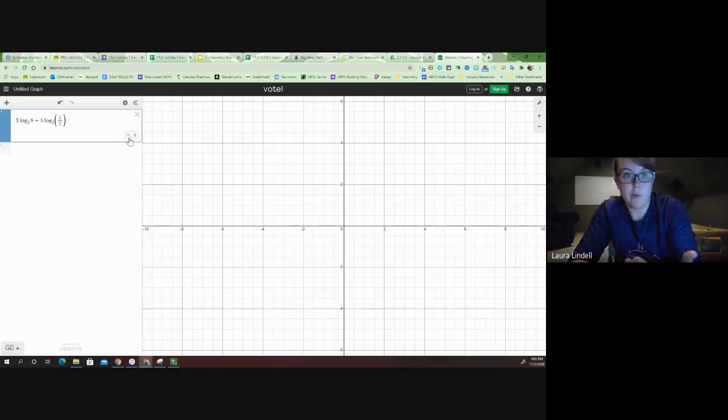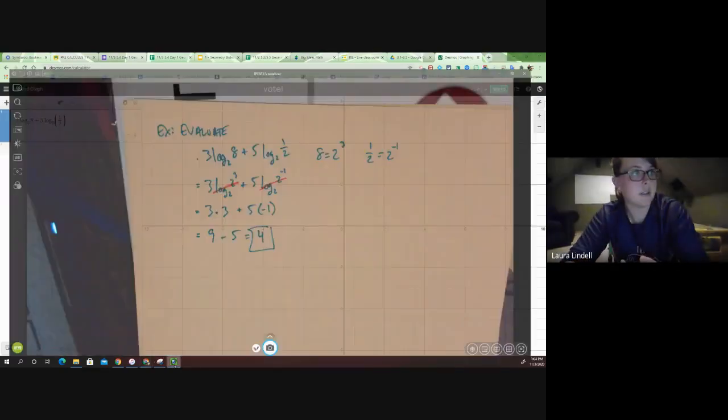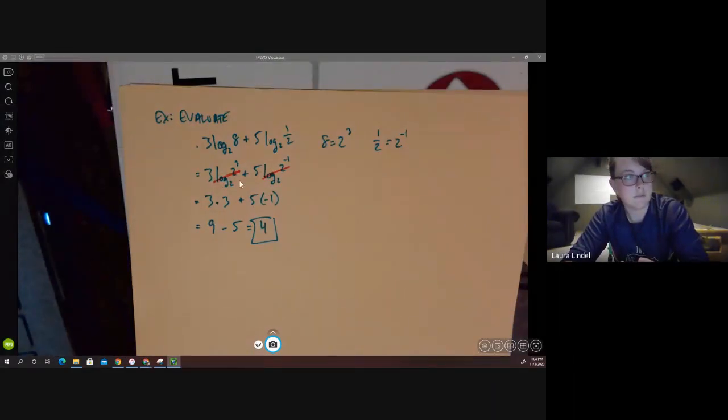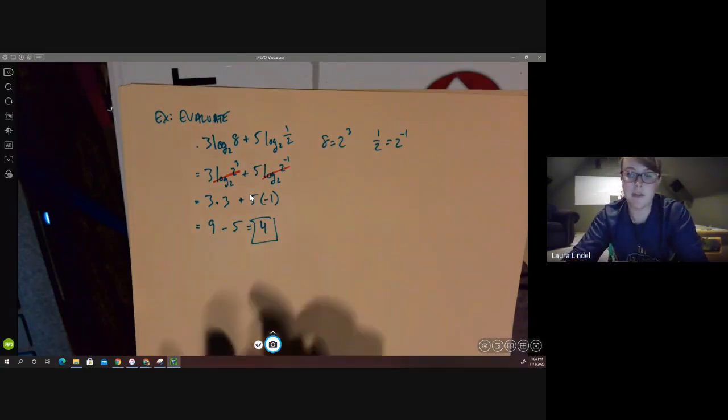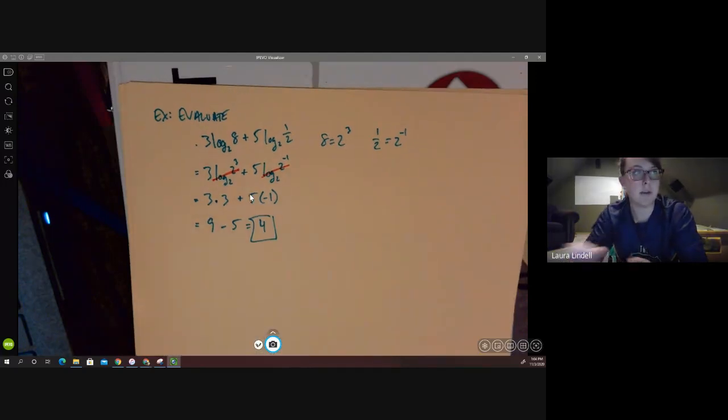So one way to do it, type it into the calculator. Other way to do it, practice manipulating logs and using logarithm rules like this. So you have both of those options at your disposal. This method was preferred before we had better calculators that could put in different base logs and things like that.